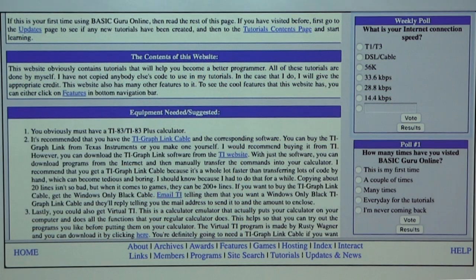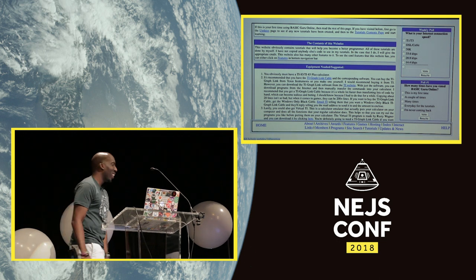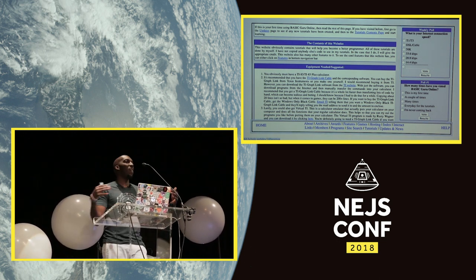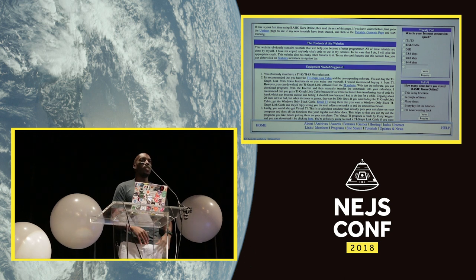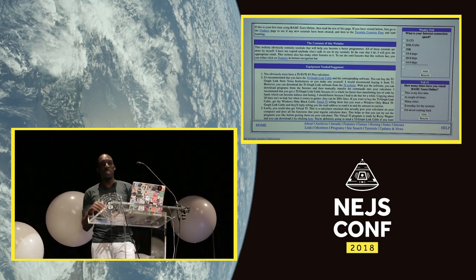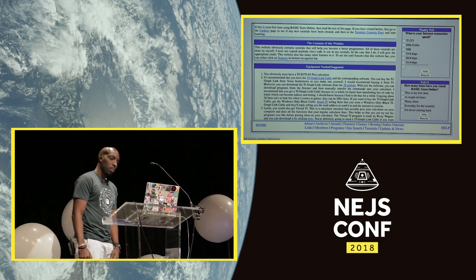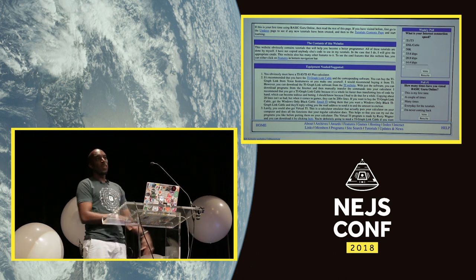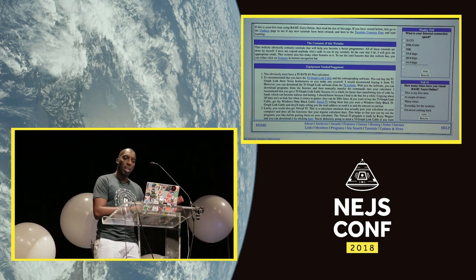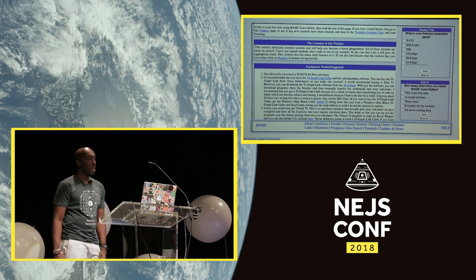Then on the far right, I have this poll asking, what is your internet connection speed? One of the options is 14.4 Kbps, so basically the speed of our conference Wi-Fi right now. And lastly at the bottom, I have this navigation. It's fixed at the bottom, the rest of the page scrolls, and that's how you can click around. When you click, the page would change above. This is something way above its time. It looks like Flexbox or Grid, but we did it a different way, and I'll explain a little bit more about that.